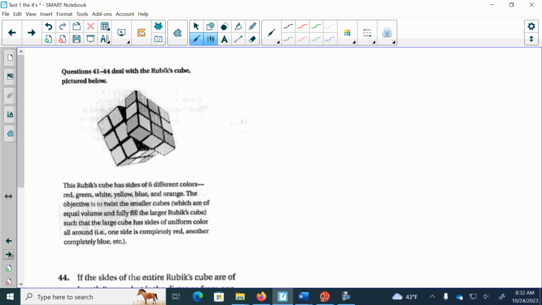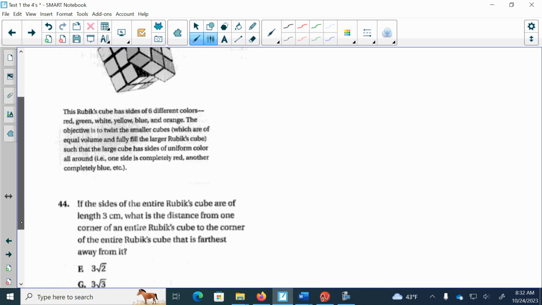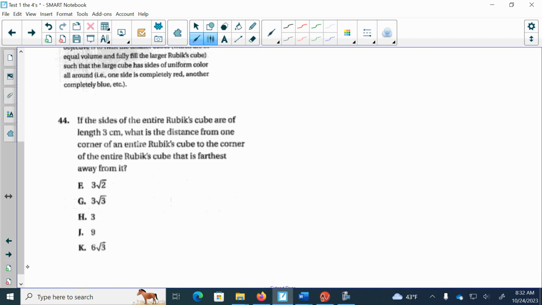All right, the next one, we're back to the Rubik's Cube again. If the sides of the entire Rubik's Cube are length 3 centimeters, what is the distance from one corner of the entire Rubik's Cube to the corner that is furthest from it? Most of you are going to want to think of a flat side and go from this side to this side. But that's not what they want.